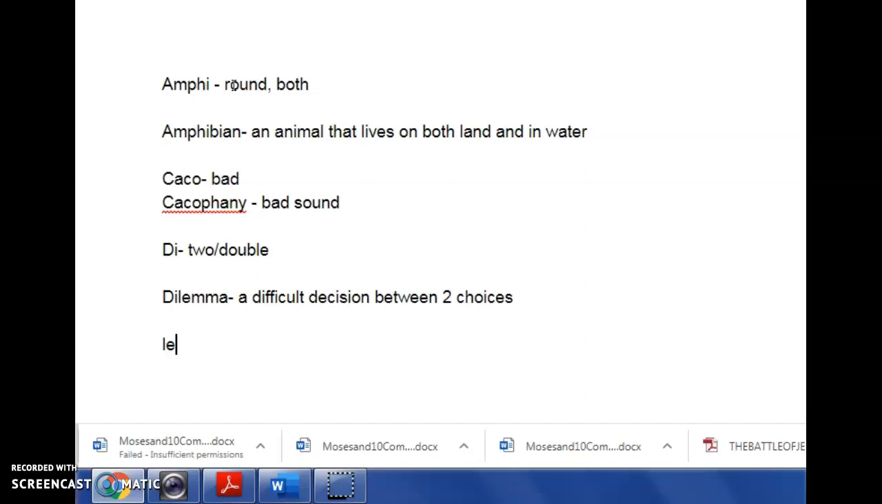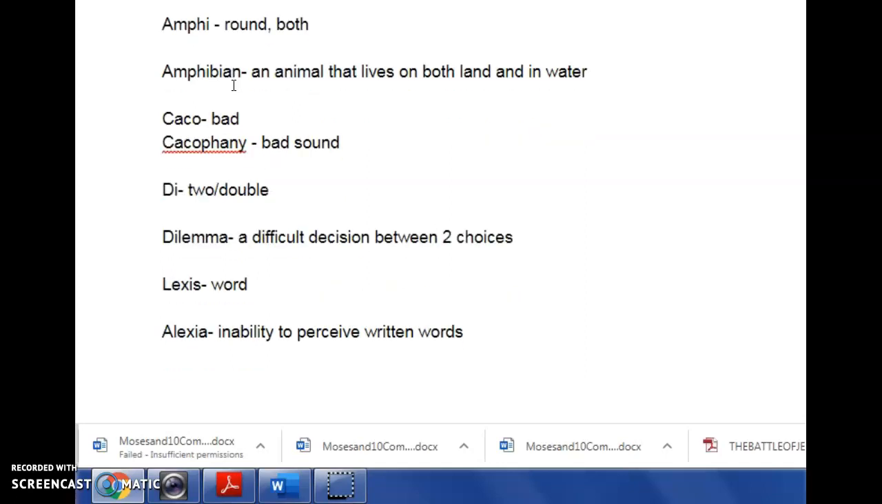The next root is lexis. Lexis means word. I'm going to give you the word Alexia. And if you remember the A was another root that we had, which meant not or without. And Alexia means the inability to perceive written words. Perceive means to understand. Okay. You might come up on your own with dyslexia, dyslexic, any of those words. We know dyslexia from our Percy Jackson reading, hopefully.